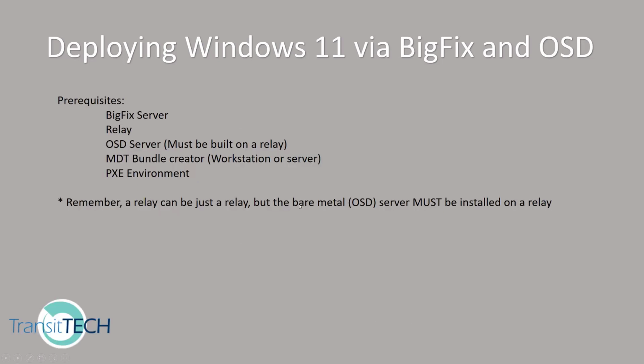Today we're going to discuss deploying Windows 11 via BigFix and OST. There are some prerequisites here that are out of scope for this video. One is obviously you want to have your BigFix server. Number two is that you need to have at least one relay deployed. Number three is the OST server. And remember, this must be built on a relay. You can have a relay be just a relay, but the bare metal server must be installed on a relay.